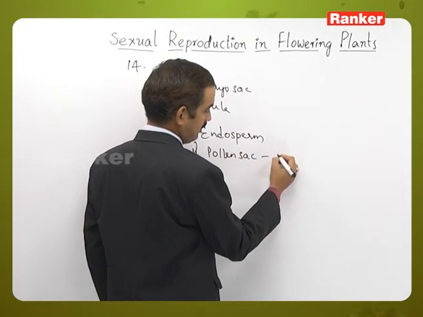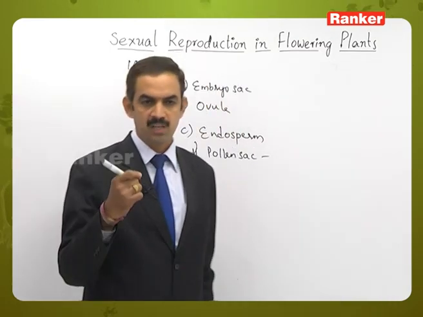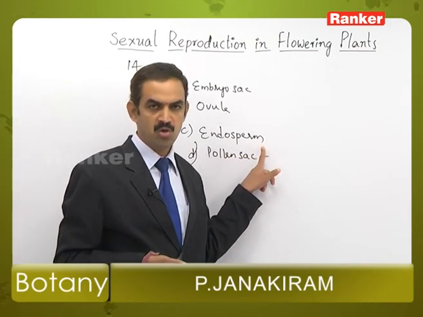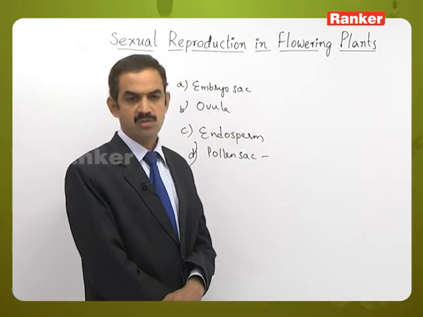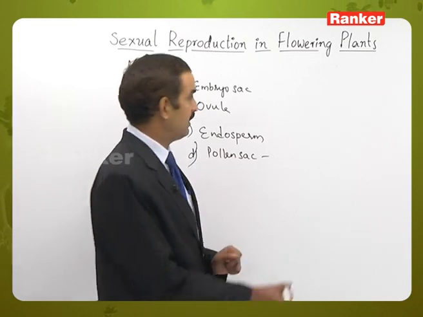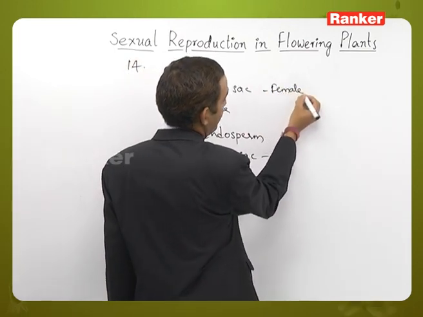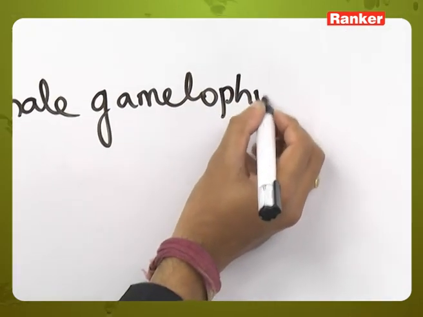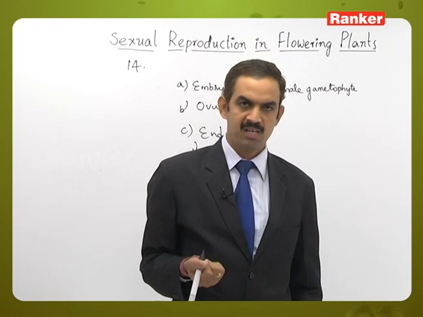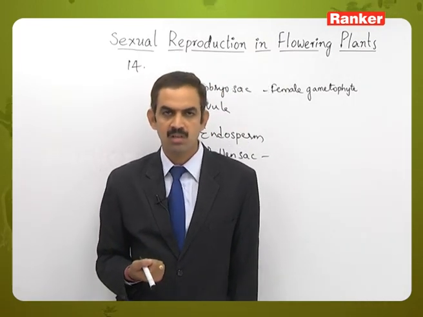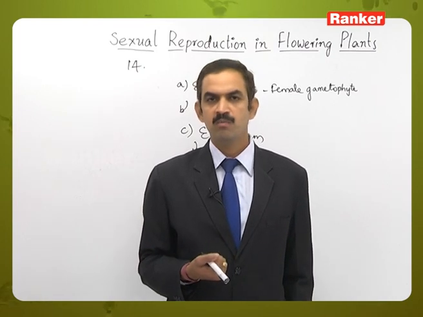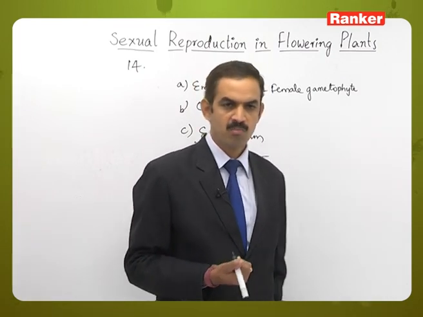The pollen sac is the chamber present in the anther where the pollen grains are present. The endosperm is a structure which is nutritive in nature, developing from the primary endosperm nucleus as a result of triple fusion. The ovule is a structure which is present inside the ovarian cavity on the placenta. And the embryo sac is otherwise called the female gametophyte. The megaspore mother cell undergoes meiosis to form a tetrad of megaspores. Out of the tetrad, three degenerate and one is retained as the functional megaspore. That functional megaspore undergoes free nuclear mitotic divisions to form the embryo sac.